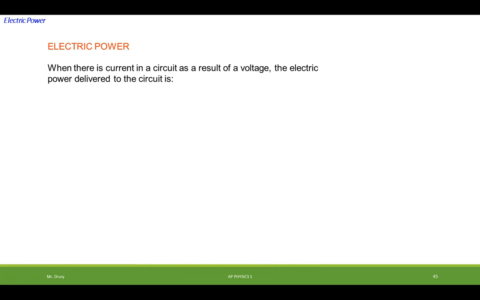Electric power. When there is current in a circuit as a result of a voltage, the electric power delivered to the circuit is power equals IV, and we just derived that equation in the previous slide. And we know the units for power are watts, or joules per second.